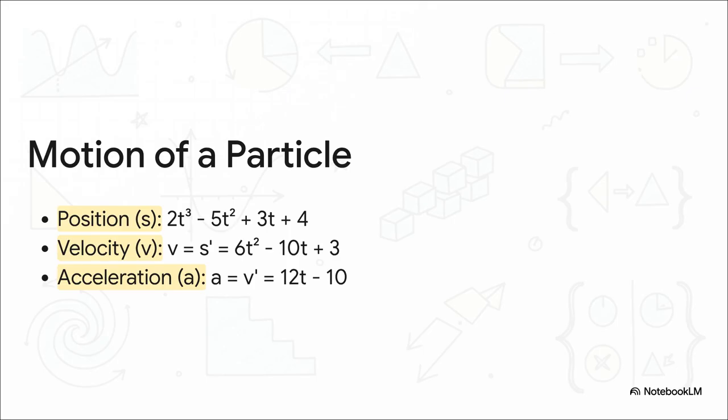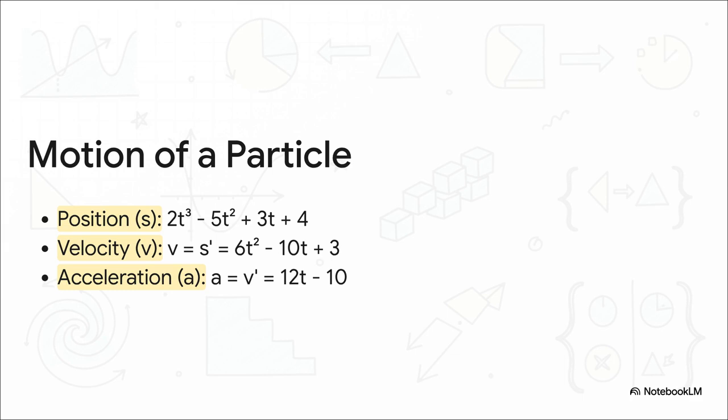We'll call it S. Now here's a fundamental idea in physics. Velocity is just the rate of change of position. And what's a rate of change? It's a derivative. So velocity is the first derivative of position. And acceleration, that's the rate of change of velocity, which makes it the second derivative.